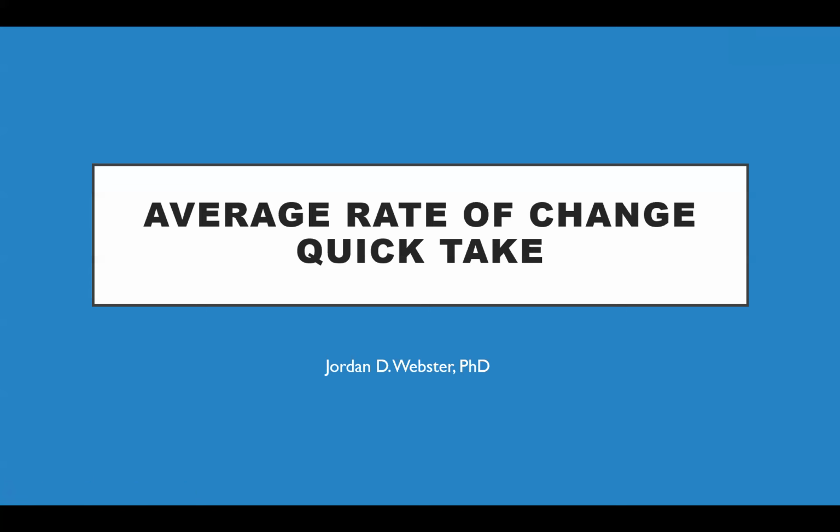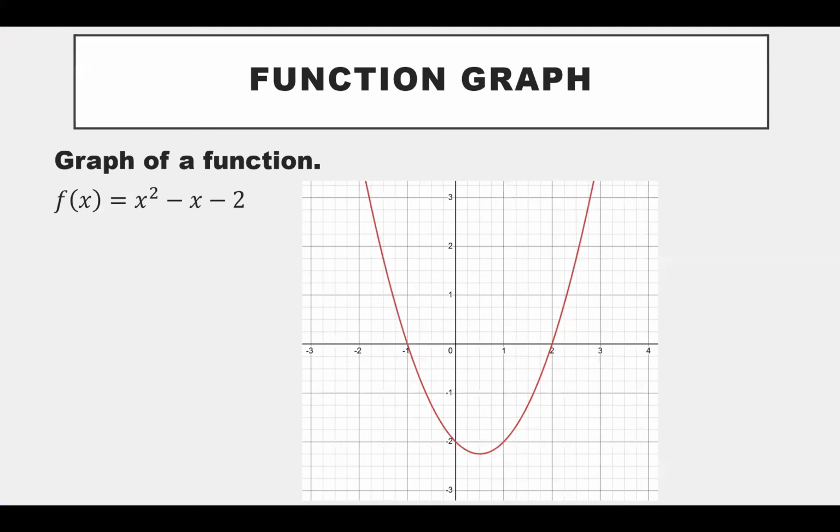In this video, we're going to take a quick look at the average rate of change. So imagine that I have a function. In this case, I have the function f of x equals x squared minus x minus 2. The graph of that function is here. It's a parabola pointed up.